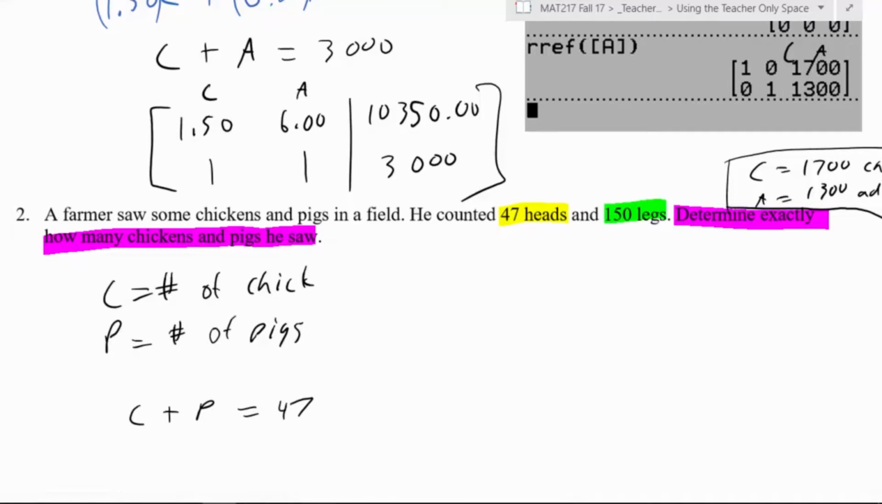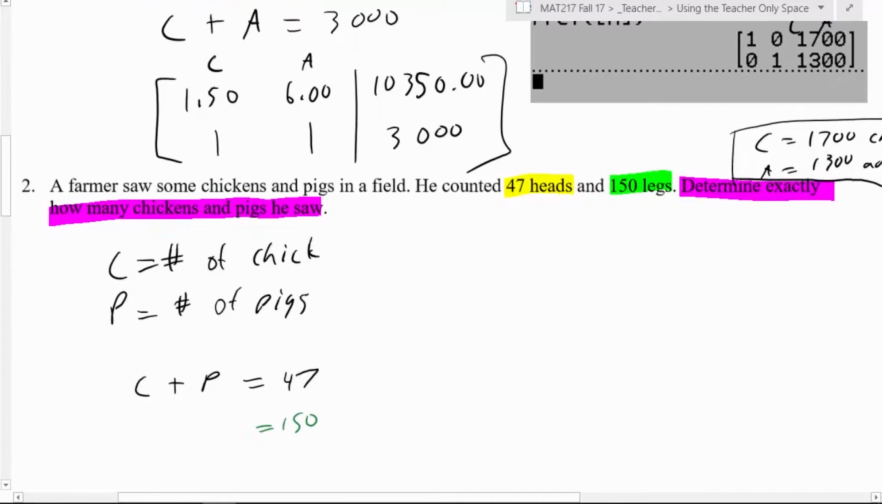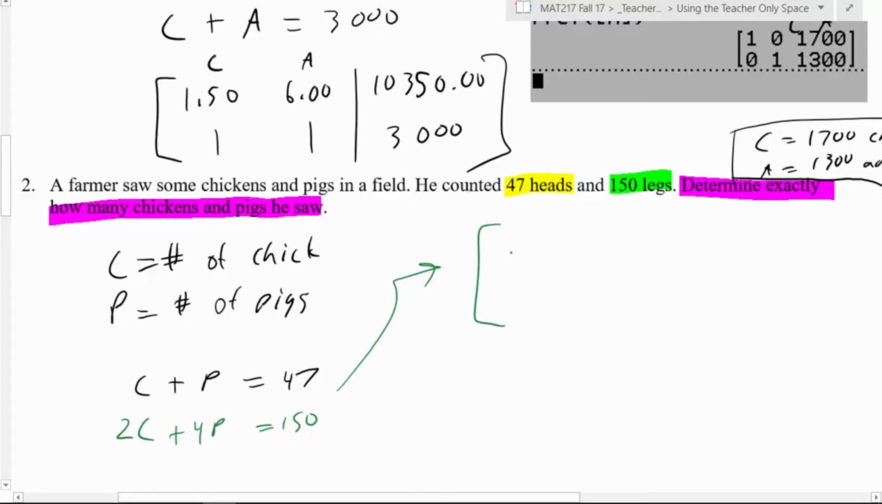Second, legs. All right, let's talk about a legs equation. We know there's a total of 150 legs, so this thing should equal 150. How many legs does a chicken have? Well, each chicken has 2 legs, so I take the number of chickens, multiply by 2. Each pig has 4 legs, so I take the number of pigs, multiply by 4. Once again, logic says the answers to this should be a nice whole number because you can't have half a pig or half a chicken.